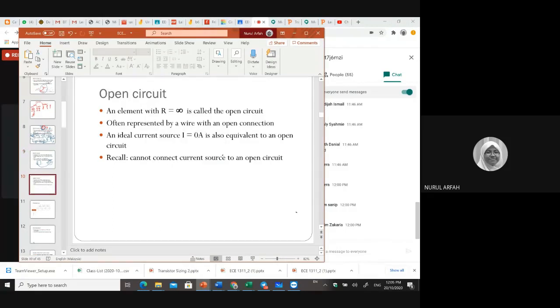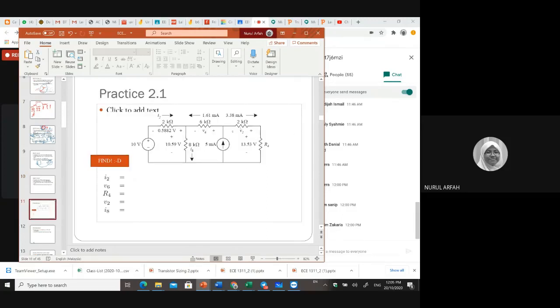All right, open circuit. Yes, you will have R equal to infinity to have that open circuit. And you need to know that no current will be flowing through an open circuit because it's such a very big wall there.